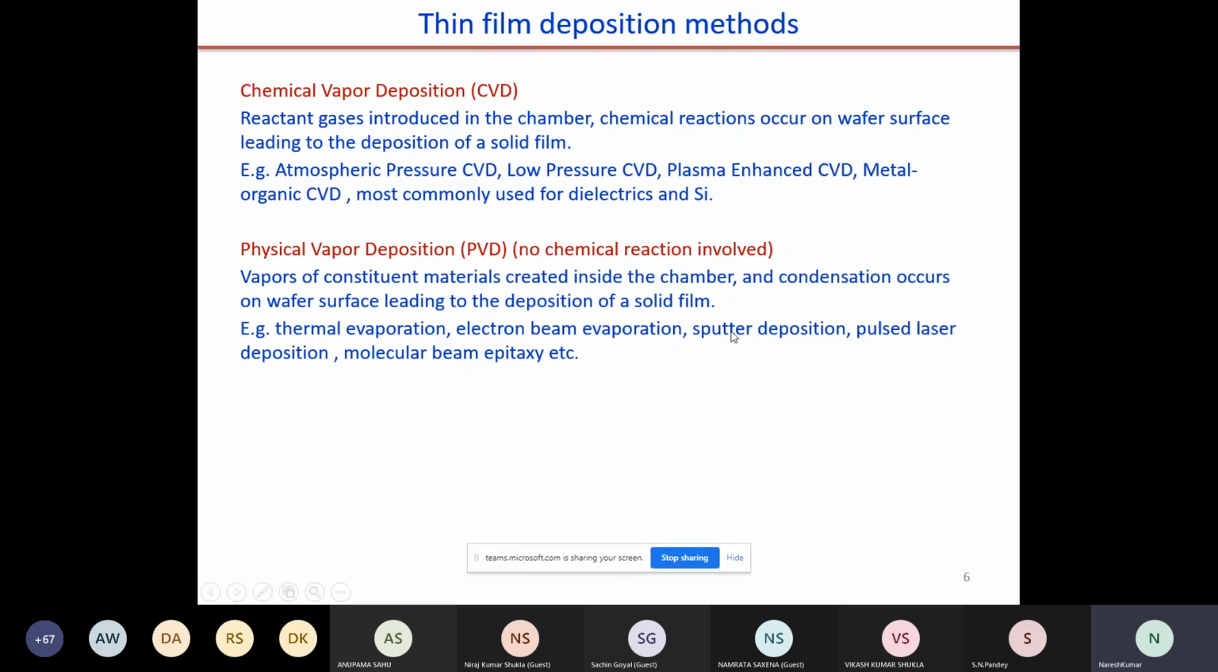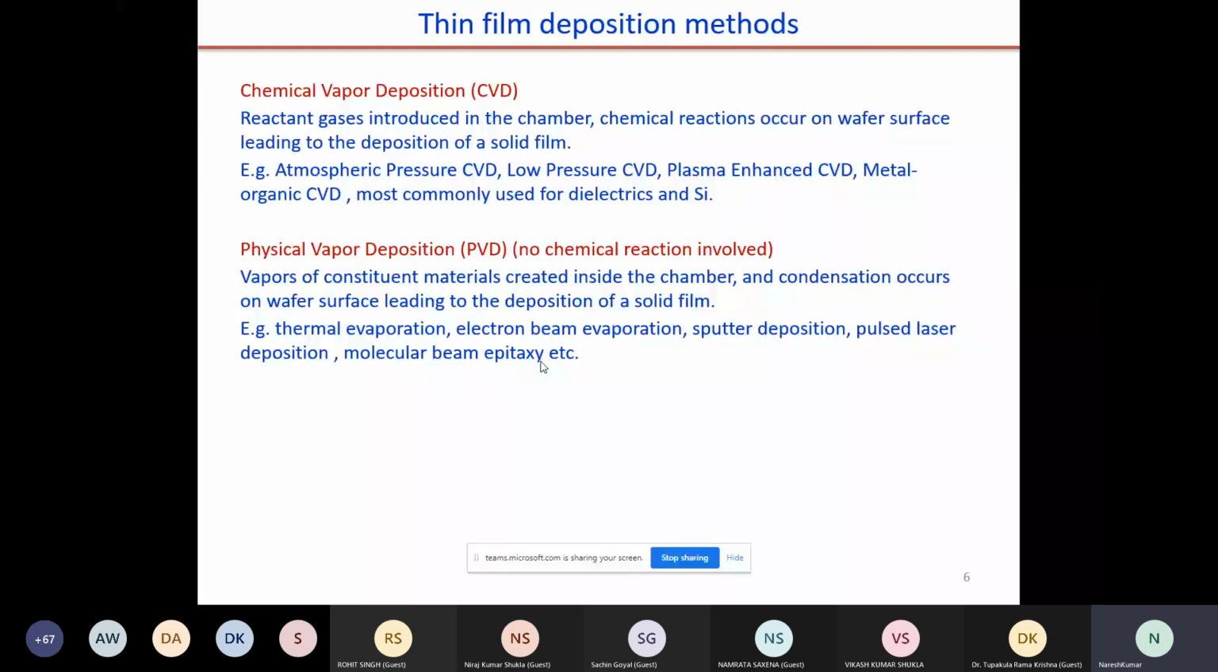And then we have pulse laser deposition. This is one among them. And then molecular beam epitaxy, which is one of the most expensive techniques, right? So based on your materials or the area of interest, you can choose these techniques. Every method has its own pros and cons, I would say. For example, if I talk of molecular beam epitaxy, it is the best technique to deposit or grow high quality thin films, but it is very, very expensive, right? This is one drawback.